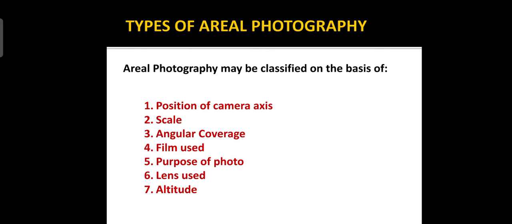Coming to the classification of aerial photography, we can classify it mainly based on seven or eight factors: the position of the camera axis, scale, angular coverage, film used in the camera, the purpose of the photo, lens used, altitude, and the camera used, etc. These are the different categories that we use for the classification of aerial photography.